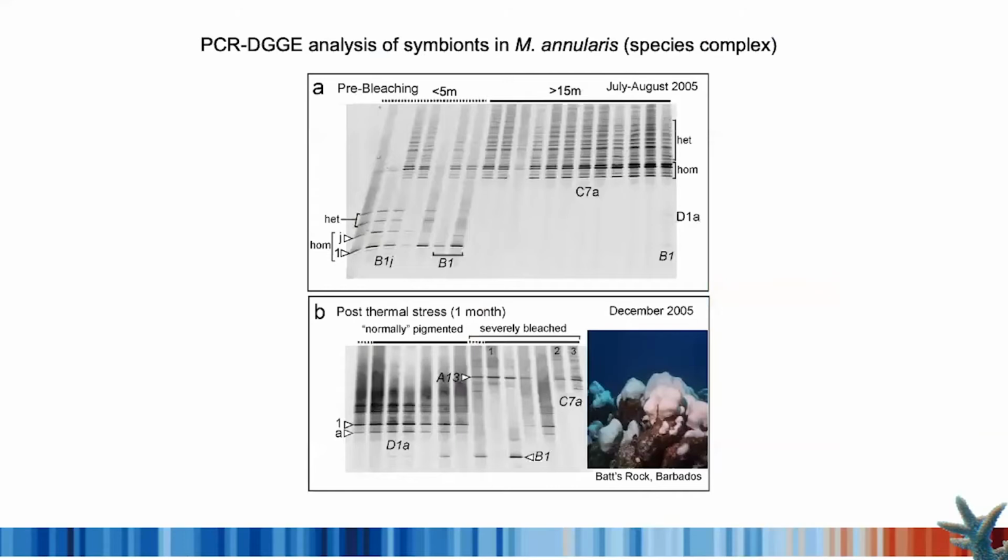So we went back and looked at the pre-bleaching from 2 different depths, and you don't see hardly any D1A fingerprint. It was there, but it hadn't exceeded the 20% mark where you could detect it with fingerprinting. Well, after, if we looked at the normally pigmented ones, so the ones that appeared to survive bleaching, they were chock full of D1A. The corals that were severely bleached had very little D1A. So the D1A symbiont did seem to provide protection to the animal.